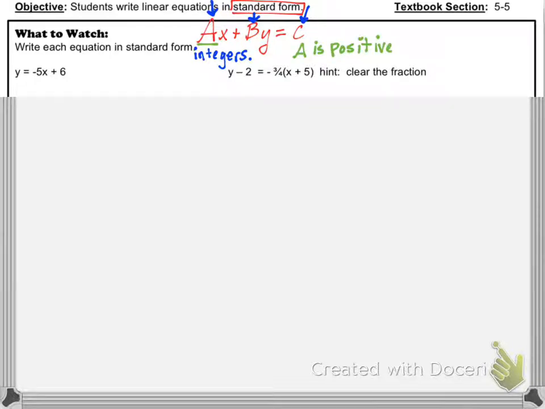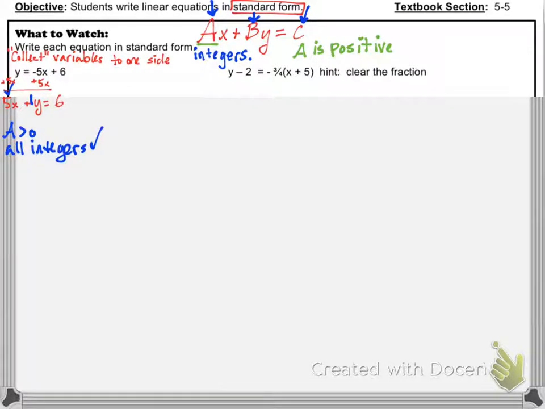So writing these in standard form, the first one, all we've got to do is collect all the variables to one side, which just requires adding a 5x to each side. And all we're doing is reformatting here. So that's the answer. We have a is greater than 0. They're all integers. We're done.